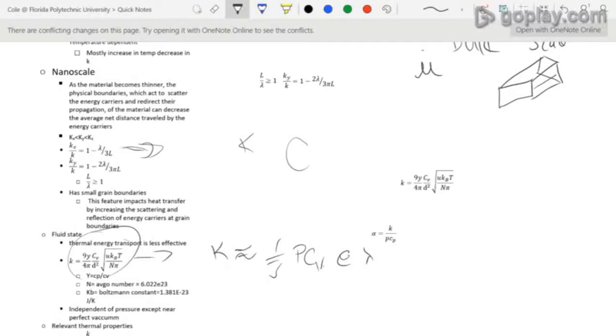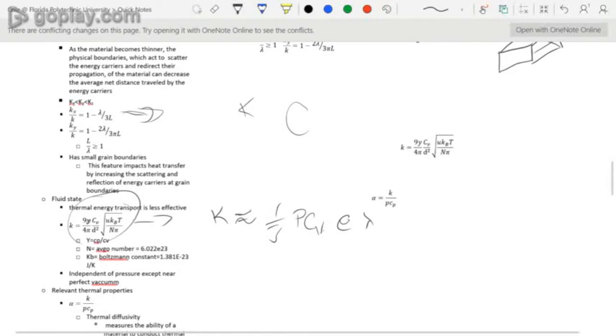And so once you plug in the formula for the energy carrier mean free path, you obtain this answer over here, where this Y is the ratio of the specific heats, the N is Avogadro's number, and the Kb is the Boltzmann constant. And so it is very important to note that it's independent of pressure except near perfect vacuum.